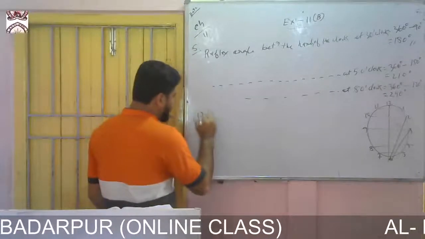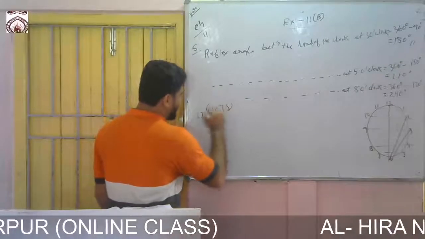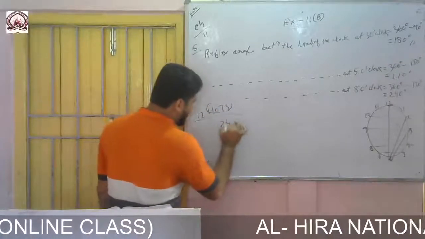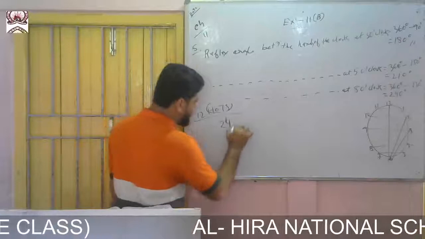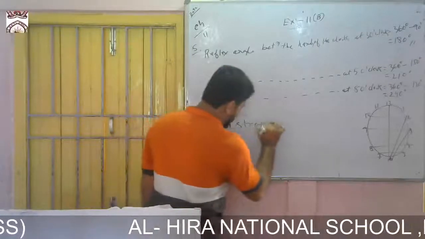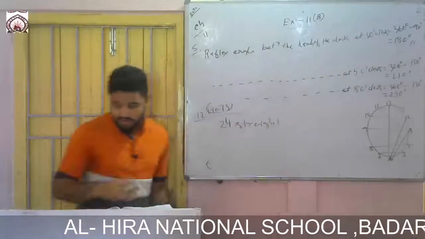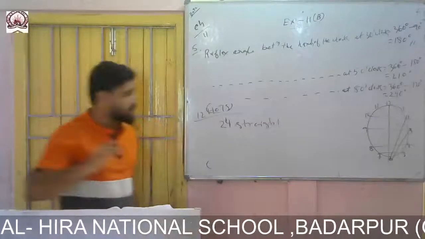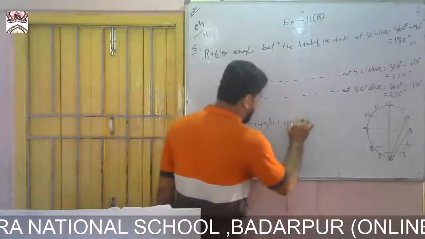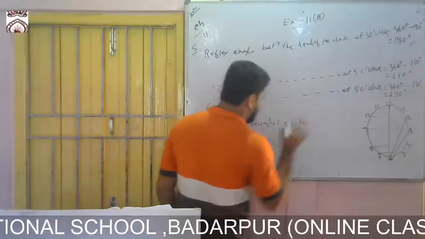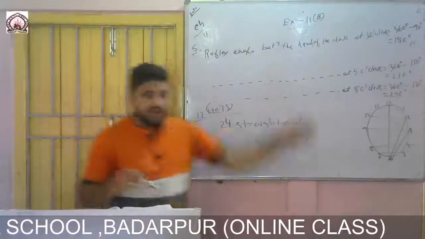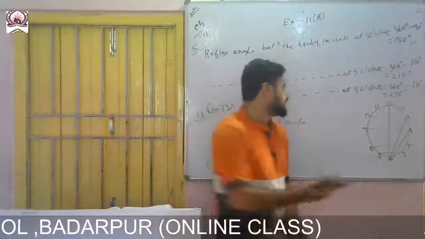Question number 12, directly you write 24. Straight line means straight angle. So 24 straight angles. Okay, you check. You'll get 24.